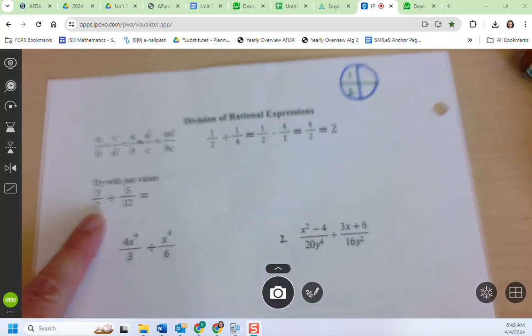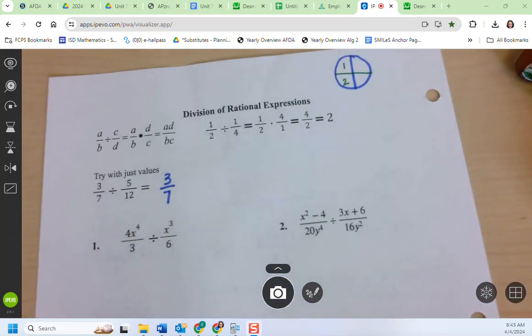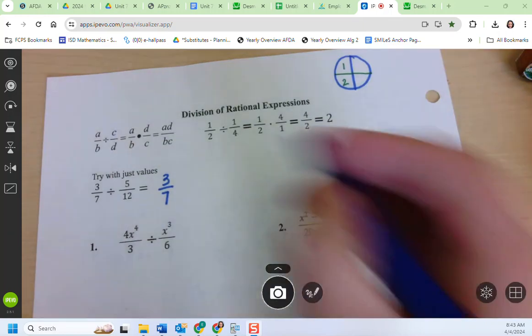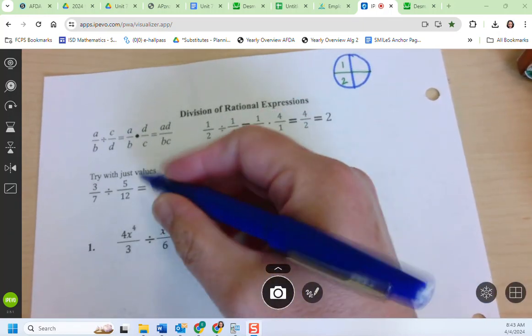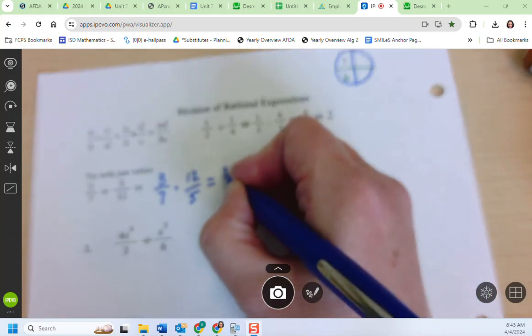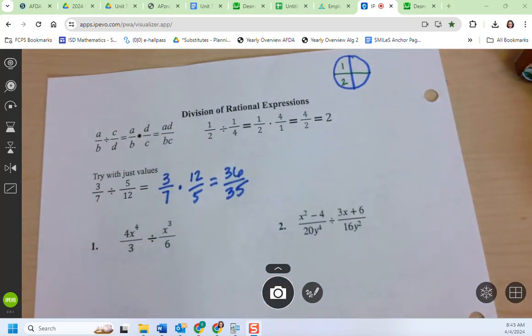All right, so let's do this problem real quick. We have 3/7. We change the divide to, what do we change divide to? Yeah. And then 5 over 12 becomes 12 over 5. Does that simplify? Right. All right, so do you guys see how a division problem is really no harder than a multiplication problem? There's just that one extra step.